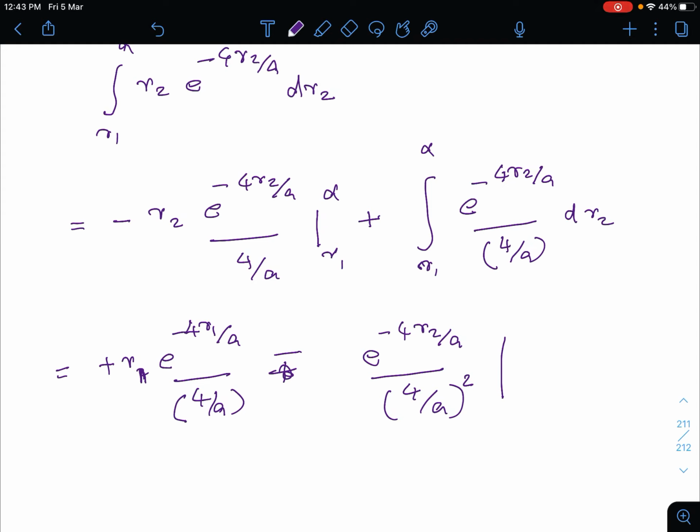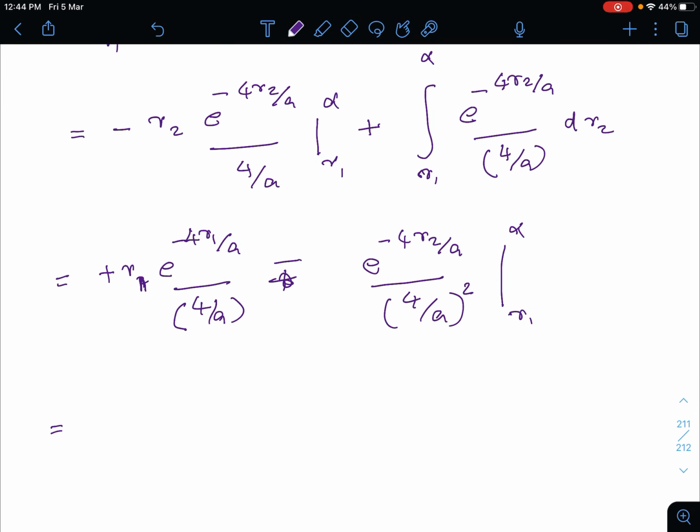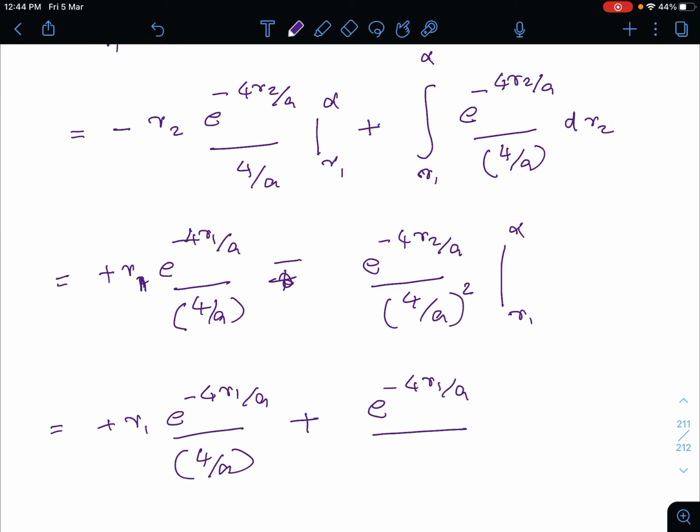So what the limit would be from r1 to infinity. When I put the upper limit, it again becomes 0. The lower limit becomes plus r1 e raised to minus 4 r1 by a divided by 4 by a, minus, so minus minus plus e raised to minus 4 r1 by a divided by (4 by a) whole square. So let's call this equation B.